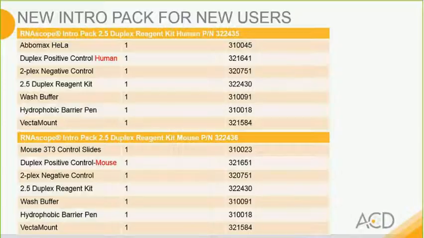For new users, we now have an intro pack with all the must-have materials bundled into a package. This comes with the control slides, the control probes, the reagent kit, the wash buffer, the hydrophobic pen, and our recommended mounting medium, VectaMount. It is important to keep in mind the use of VectaMount mounting medium, which helps preserve the red and green signal intensity.